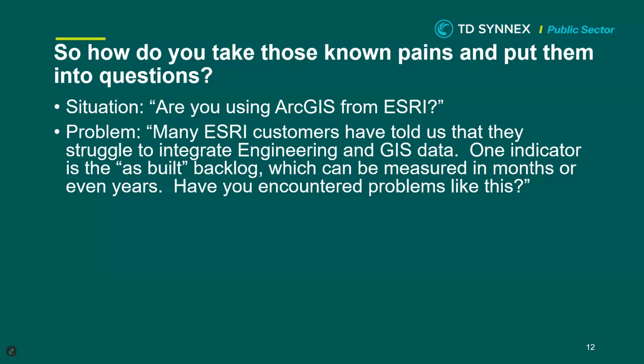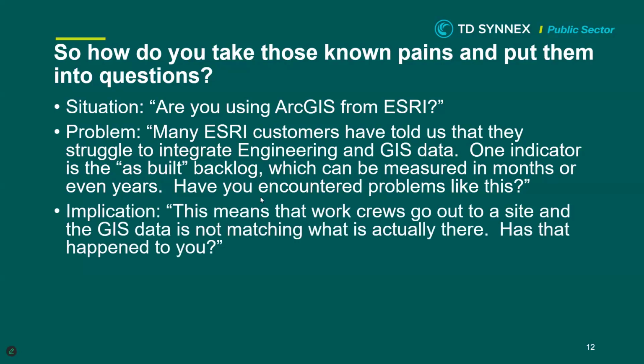If you're not asking this kind of question, you're really not uncovering any pain. All you're saying is, well, we got great ways to integrate Esri and Autodesk. And they would be like, who cares? So you give them that kind of question, and then you go into implication. This means that work crews go out to a site, the GIS data is not matching what's there. Does that happen to you?